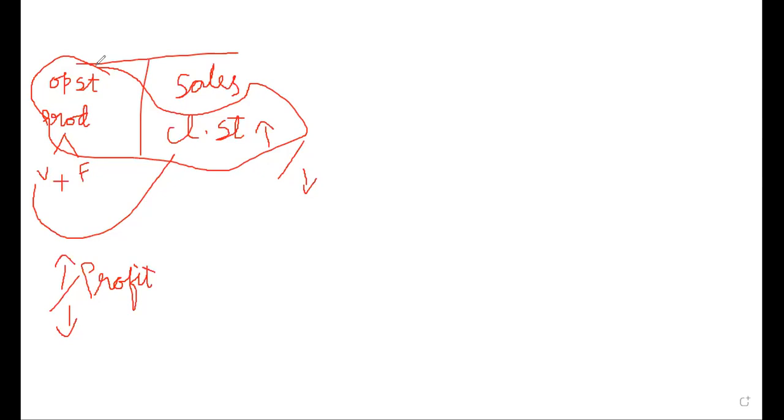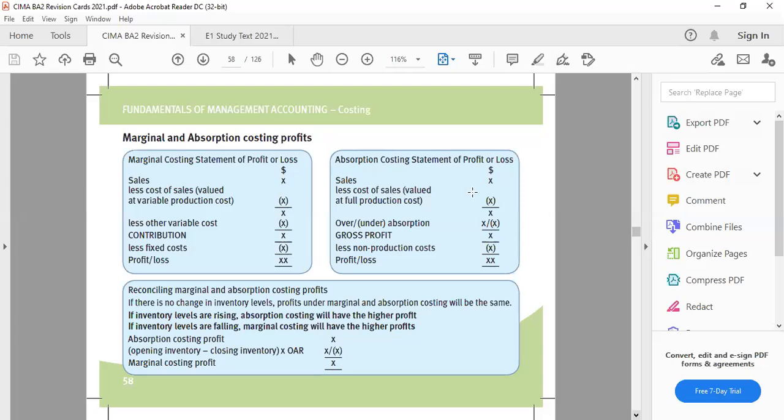Then we have the P&L account items, which are deducted from gross profit, so we have the final overall net profit. So sales minus cost of sales is called gross profit. From that, non-production costs are deducted, and the resultant figure is called the profit or loss.